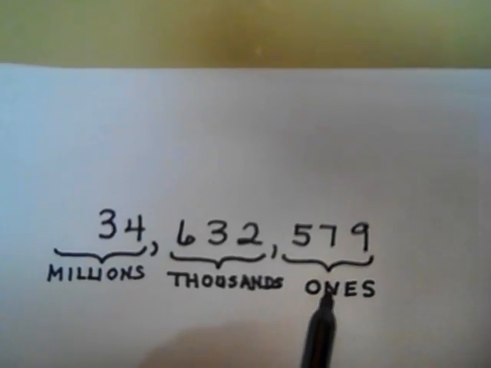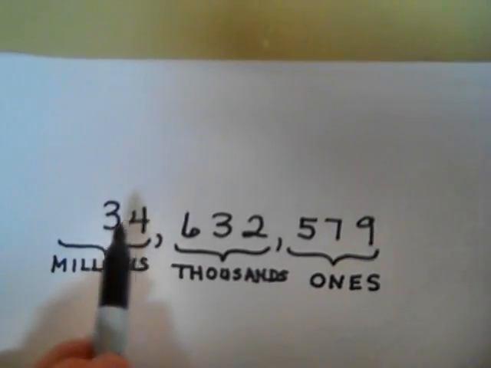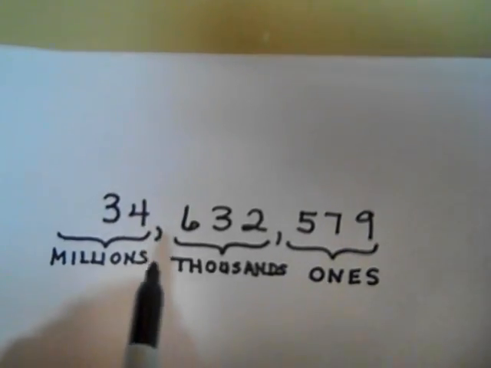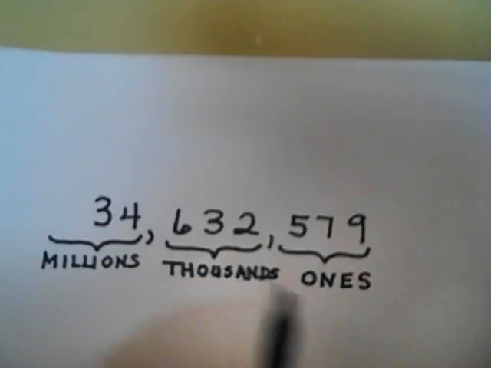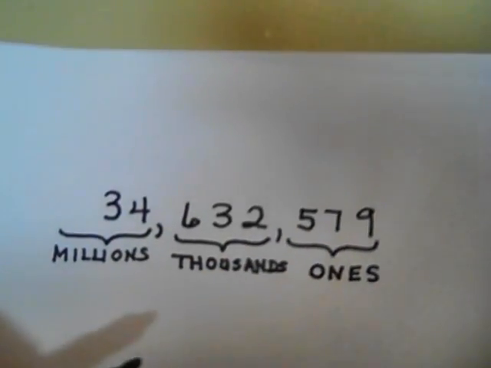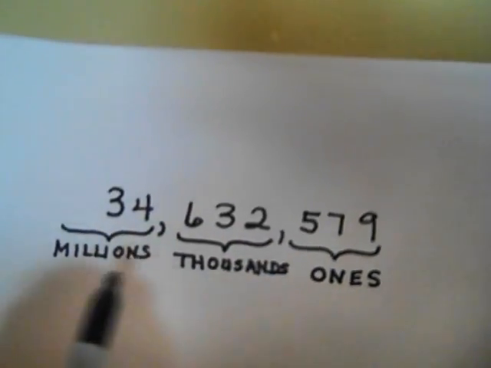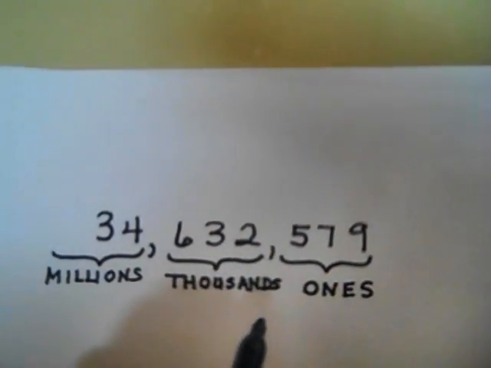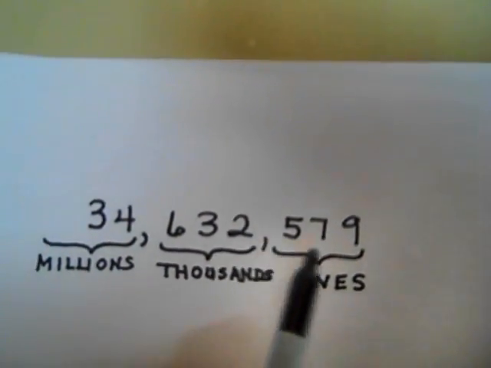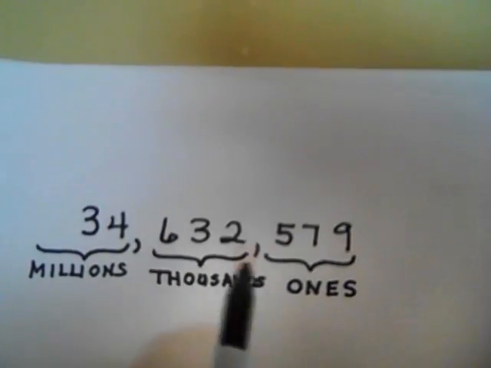Now notice I didn't say 579 ones. That wouldn't make sense in terms of numbers. So again, I would say 34 when I come to the comma, million, 632,579. So as you can see, a larger number is really simple to understand and simple to read, provided you know what period numbers will fall in.